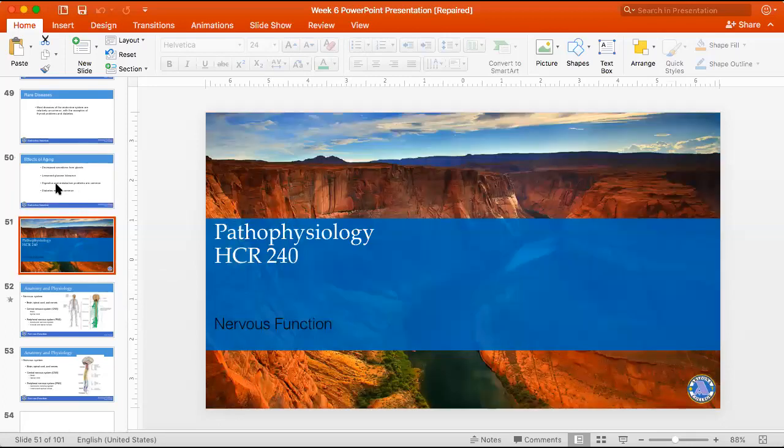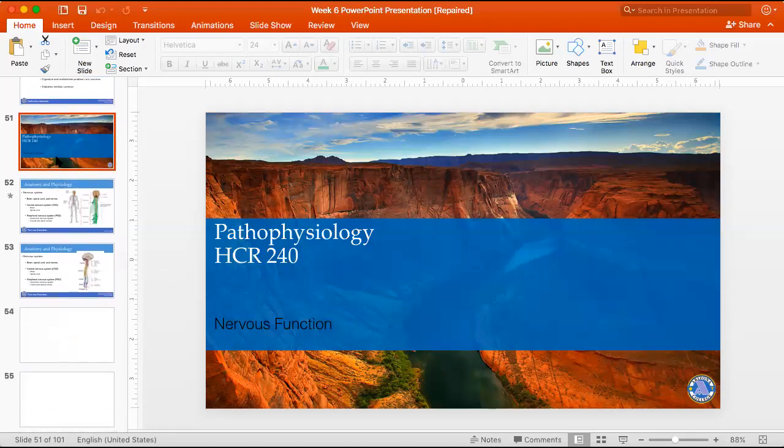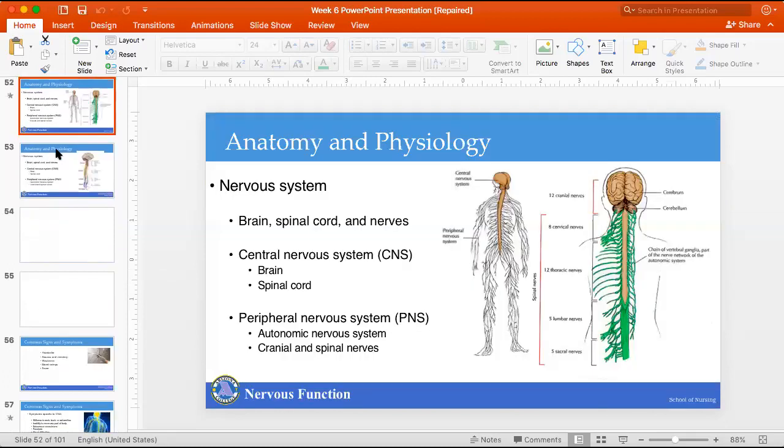Okay, so that wraps up our endocrine system with diseases. Now we're going to look at the nervous system. So a few of the structures and then diseases that we see that are related to that. So the nervous system, we're looking at the brain, spinal cord, and nerves.